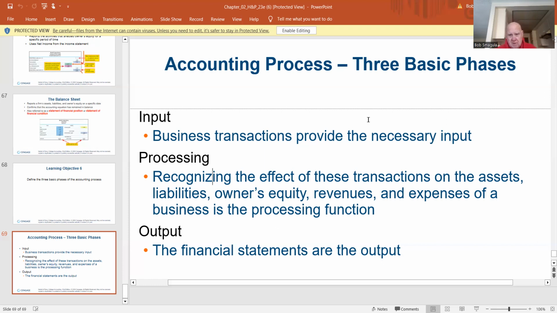Cash is not the same thing as net worth. Cash is just one of many assets a company may have. Oh, wow, okay. Net worth is the amount that the assets exceed the liabilities. The only time the cash equals the net worth is when we start the business with cash. That's all.